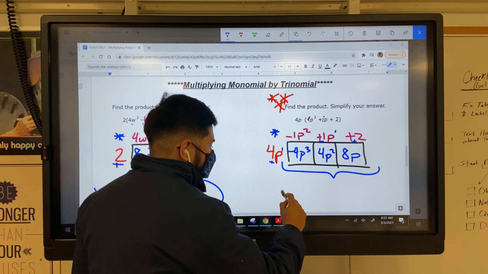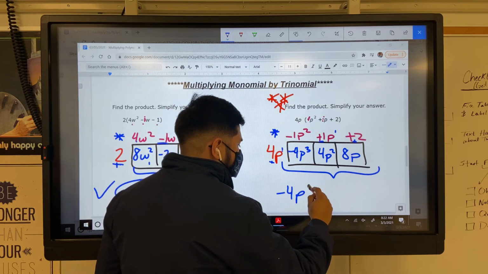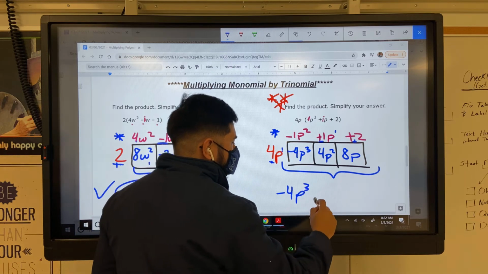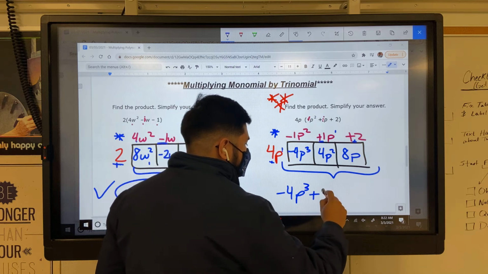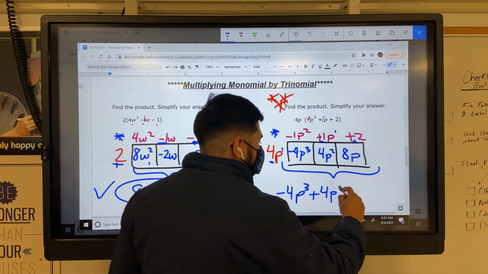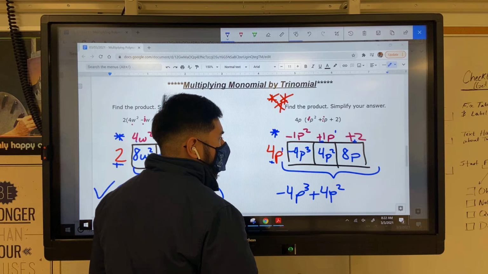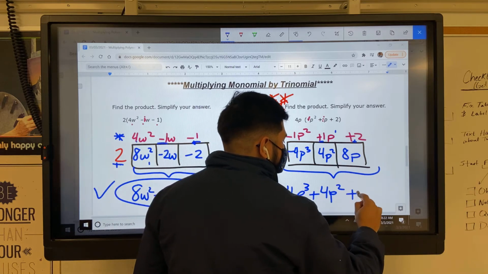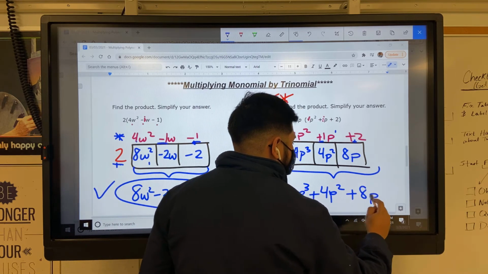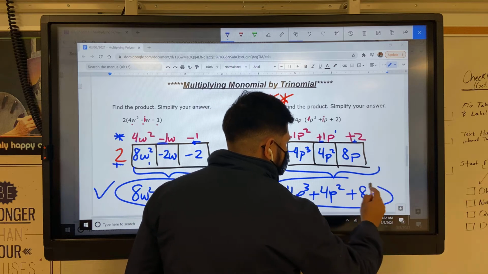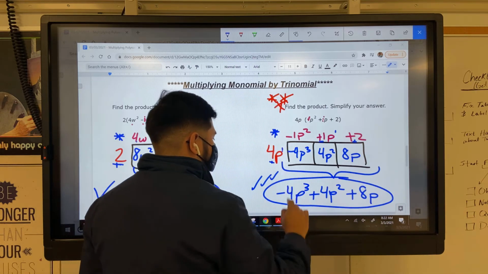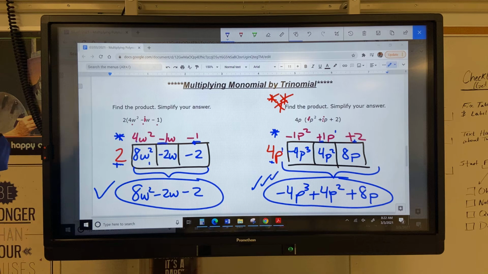Boom. So we got negative 4p to the power 3. That's a positive 4, so I have to put a plus sign for p squared. And then that's a positive 8, plus sign, 8p. Check mark, check mark, check mark. Pretty good, ladies and gentlemen.